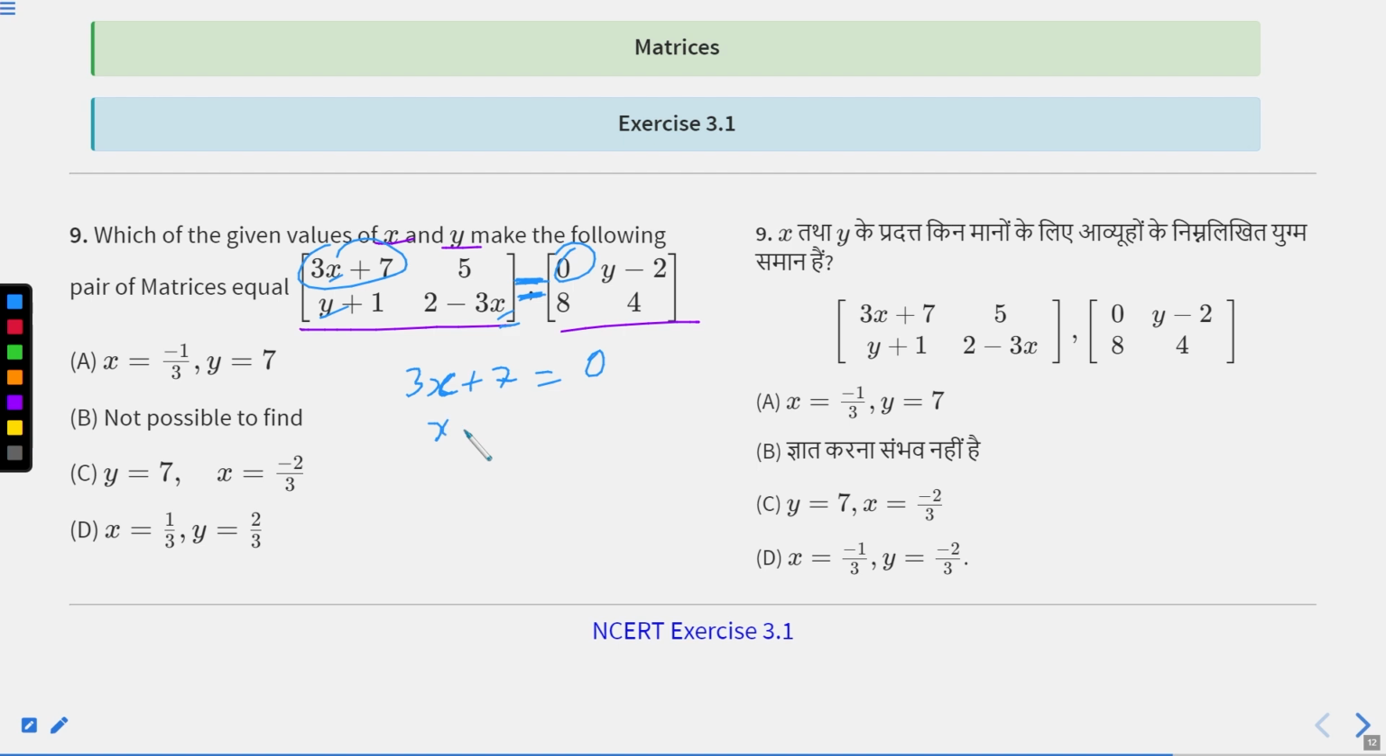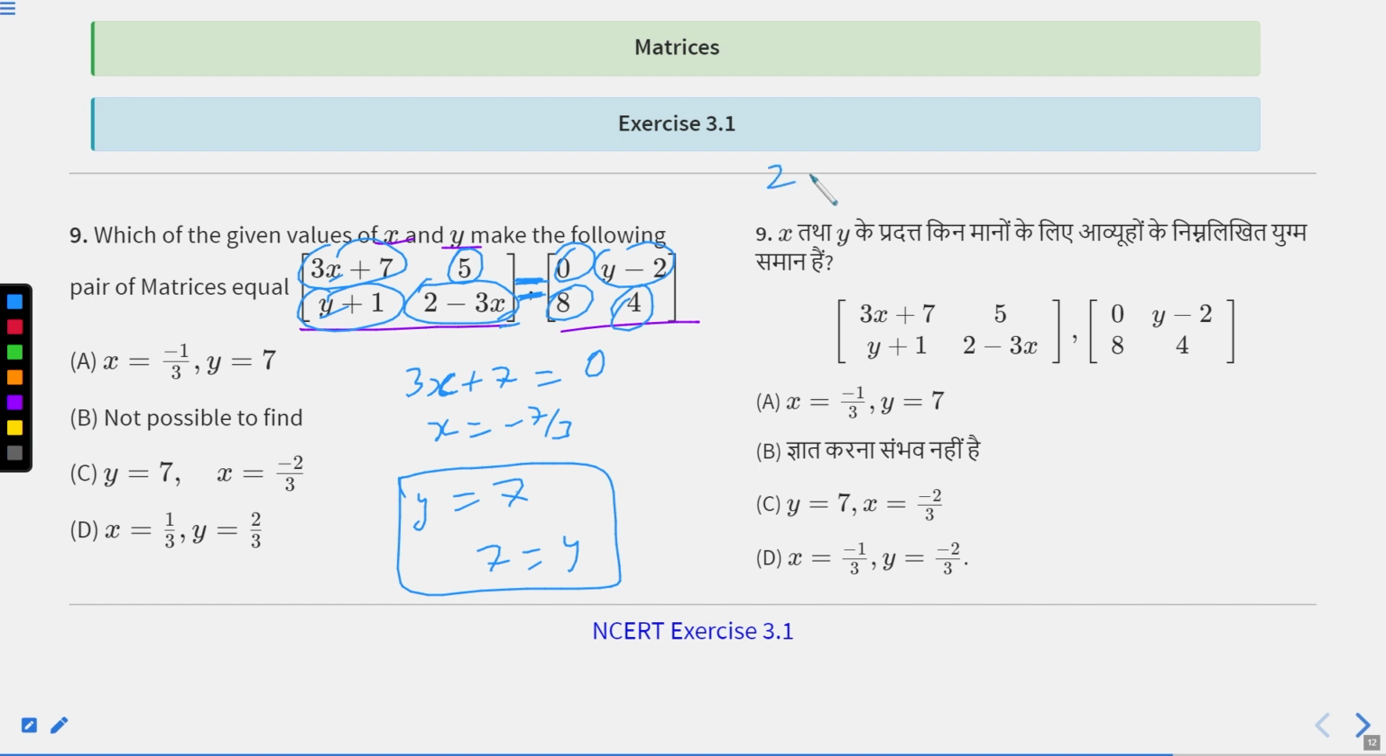So this means minus 7 by 3 will be x value. Now from this and this, what can you say? Your y plus 1 will be 8. This means y must be 7. Now from this and this, what can you say? 5 is equals to y minus 2. This means y must be 7. Okay, you are getting things now.